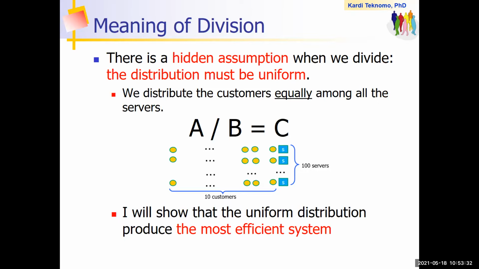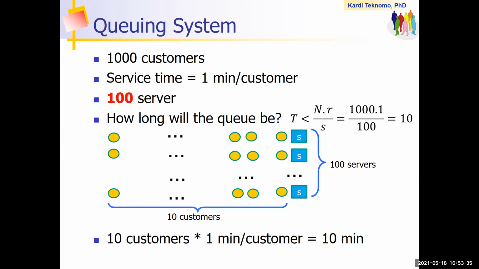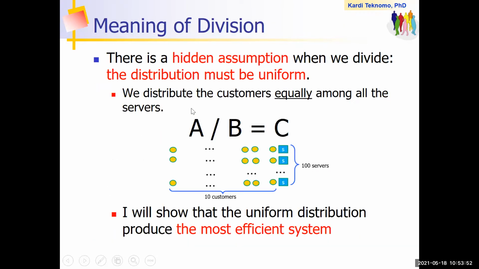So wait a minute, I divide by 100 here, right? You have 1,000 customers and then you have 100 servers. So you divide by 100, right? 1,000 divided by 100. That's why you get 10 minutes. So there is a hidden assumption when you divide, actually. In any division, the distribution must be uniform, isn't it? So we distribute the customers equally among all the servers. Now, I will show that the uniform distribution will produce the most efficient system.